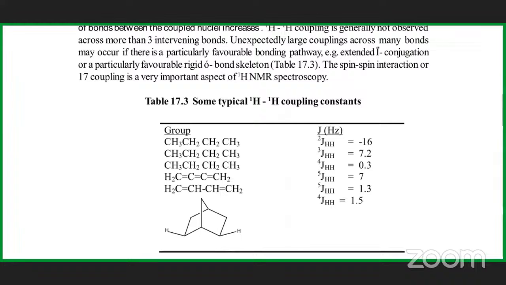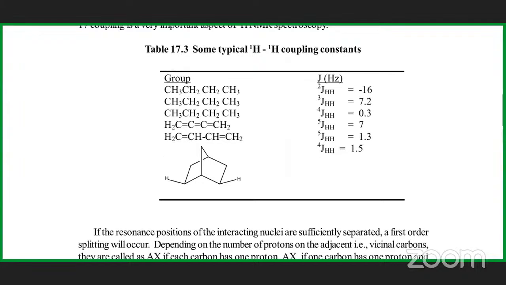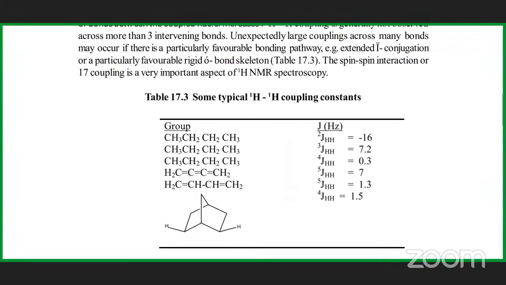The J value is 7.2. And for the C4 proton, when the coupling is with the 5, C1 and C4 proton, the value is 0.3. So that is the distance between these protons. And generally, in homonuclear coupling, we can observe the coupling constant up to 3 intervening bonds. The coupling is allowed up to 3 intervening bonds.